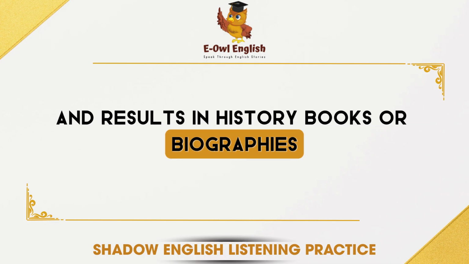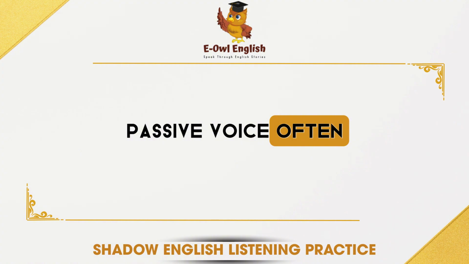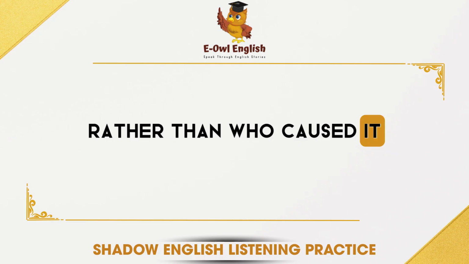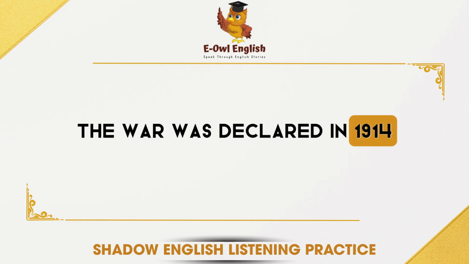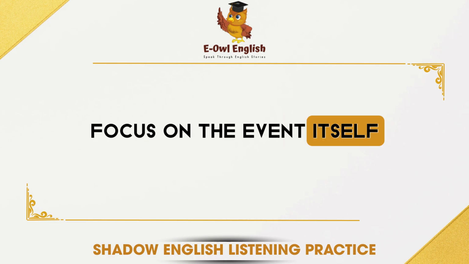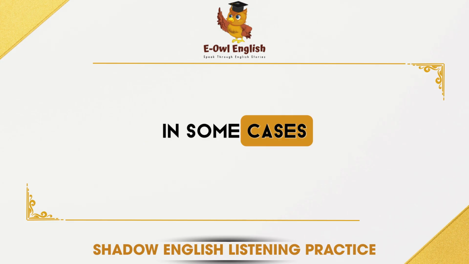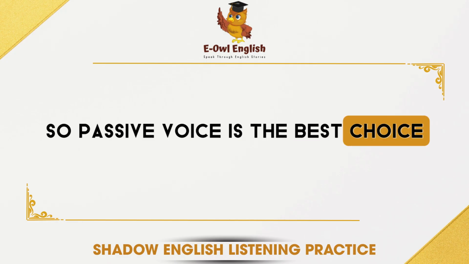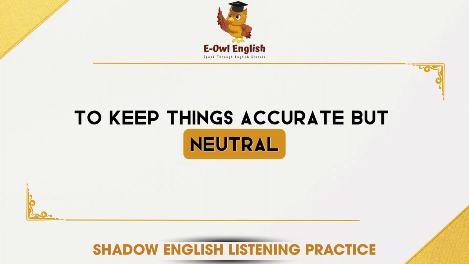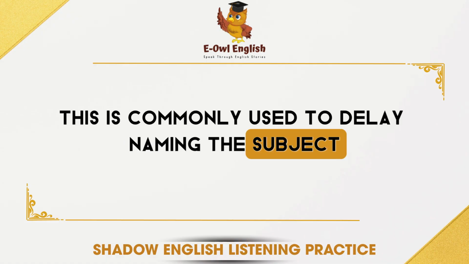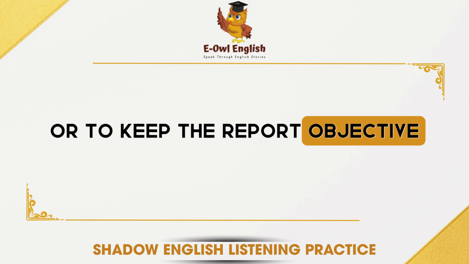In history books or biographies, passive voice often appears when the writer wants to focus on what happened rather than who caused it. The war was declared in 1914. This puts the focus on the event itself. In some cases, the writer might not even know who did the action, so passive voice is the best choice to keep things accurate but neutral. In news reporting, passive voice is commonly used to delay naming the subject or to keep the report objective.